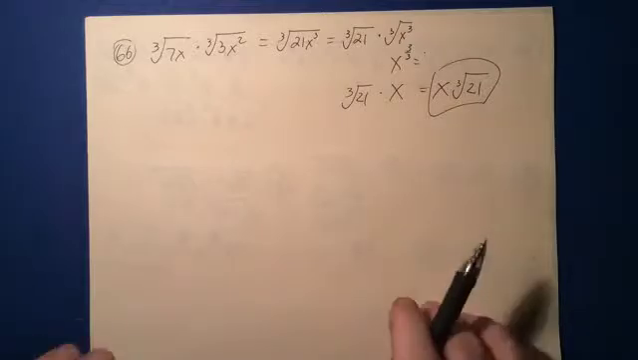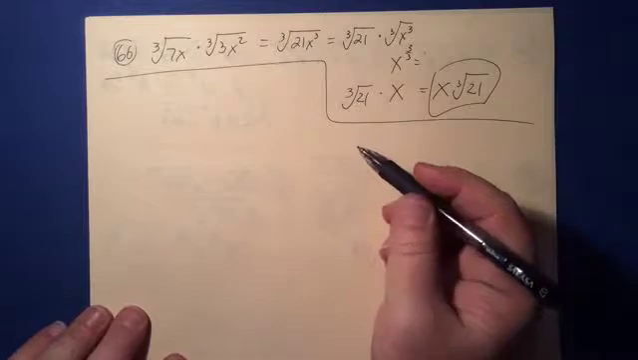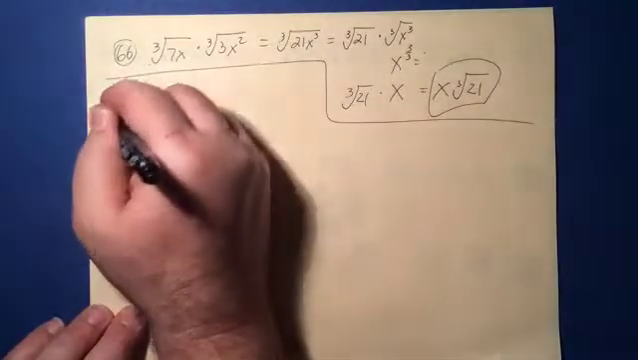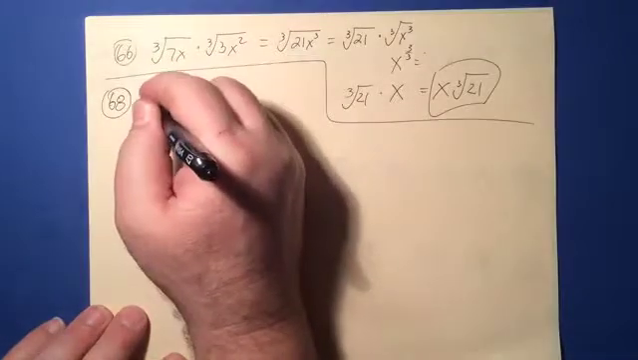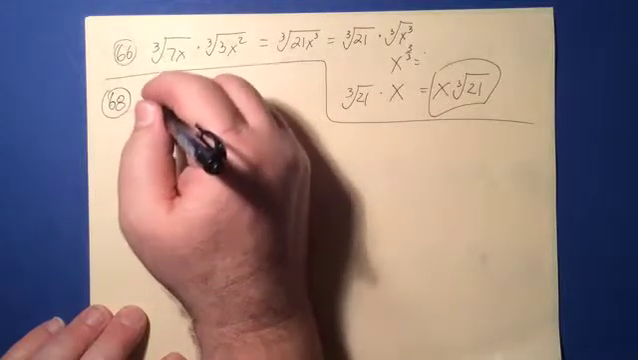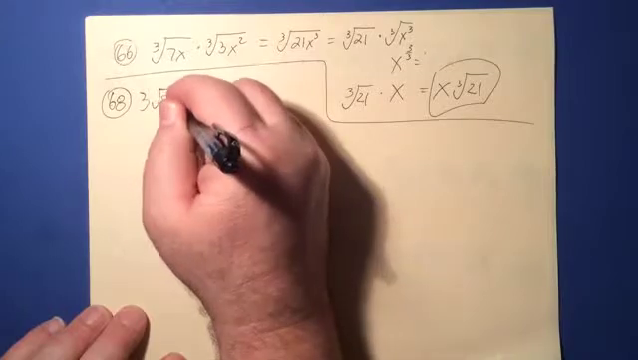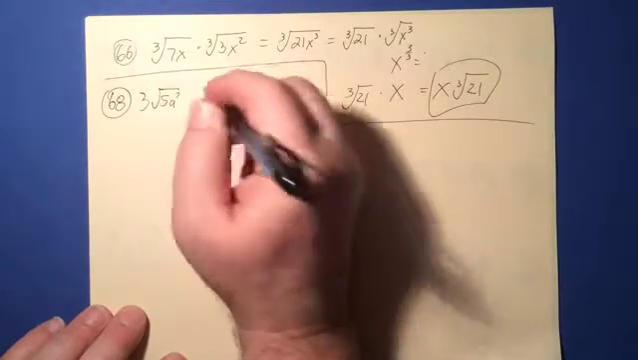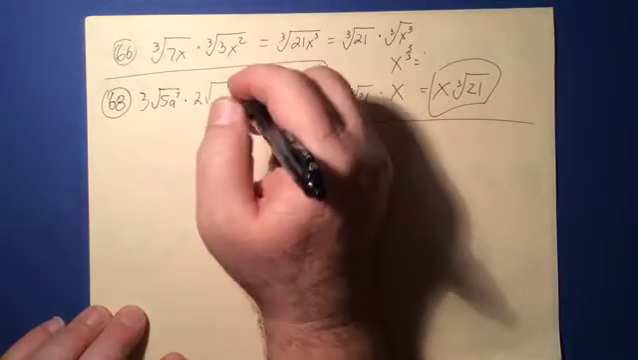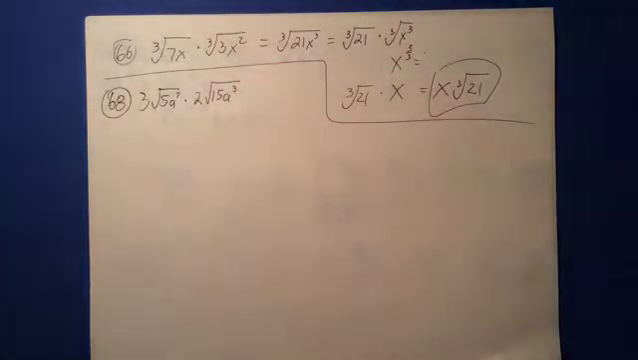Let's take a look at a few more challenging problems here, about maybe 4 to 5 questions to go before we're done with the lesson. Let's take a look now at question number 68. We have something we haven't seen before, numbers outside the radical, but something we're going to see a lot in the next section. 3 times the square root of 5a to the 7th times 2 times the square root of 15a to the third.